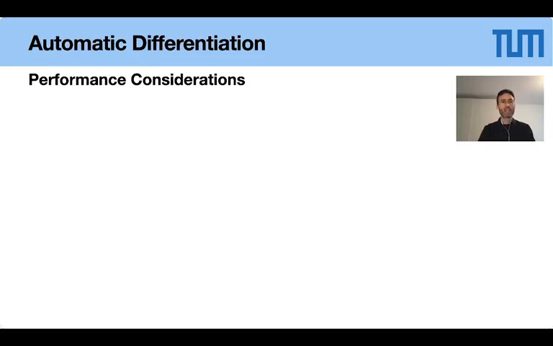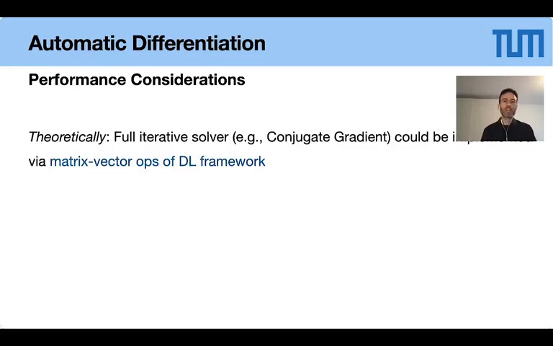Yeah, some considerations here when computing all these derivatives. We could, of course, think about doing something like a conjugate gradient solver just within a deep learning framework. After all, conjugate gradient is nothing but vector operations, matrix vector operations, which you could, for example, implement with TensorFlow or PyTorch.